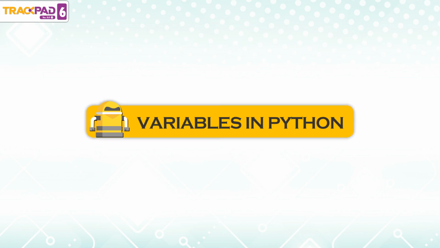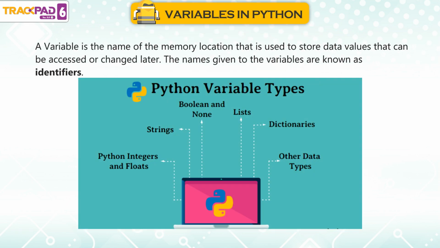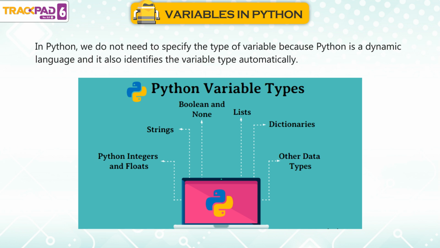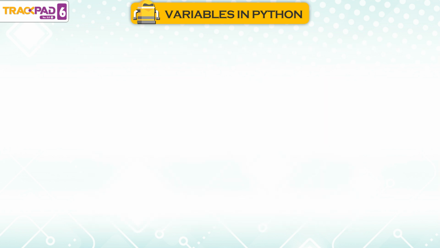Variables in Python. A variable is the name of the memory location that is used to store data values that can be accessed or changed later. The names given to the variables are known as identifiers. In Python, we do not need to specify the type of variable because Python is a dynamic language and it also identifies the variable type automatically.